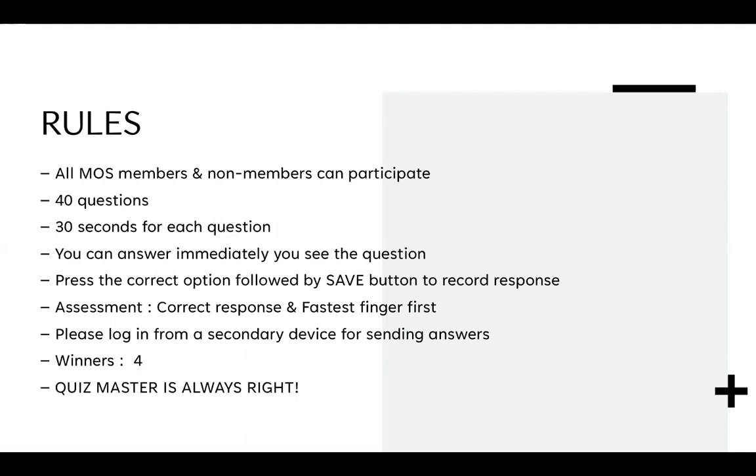Like all the participants already have, you must log in from a secondary device for sending your answers. Remember, if there are any discrepancies or doubts or controversial questions, the quiz master is always right. With that, we'll move ahead to the first question of the quiz. Are you ready? Well, I'm assuming you guys are ready. And this is your first question. So we have the timer set, right? When I move into the next question and finish reading the first question, we'll have our timer.